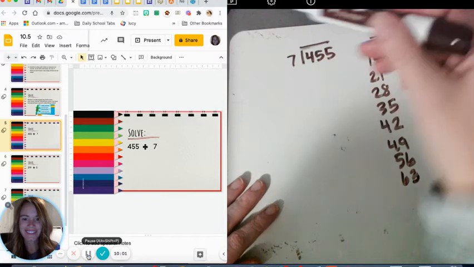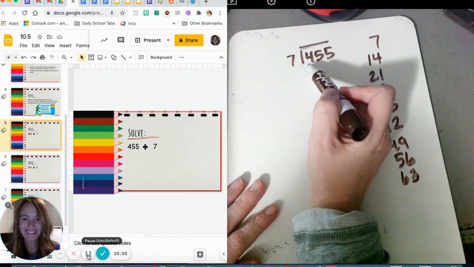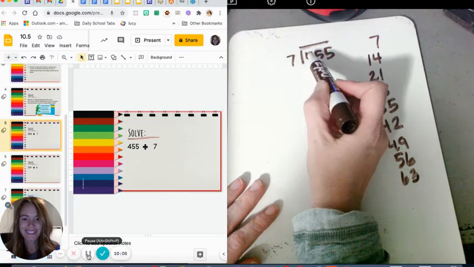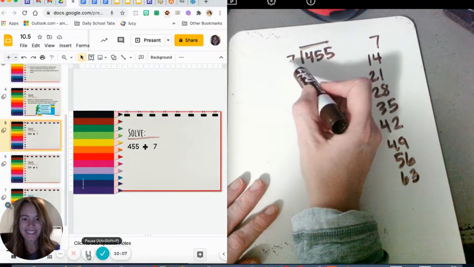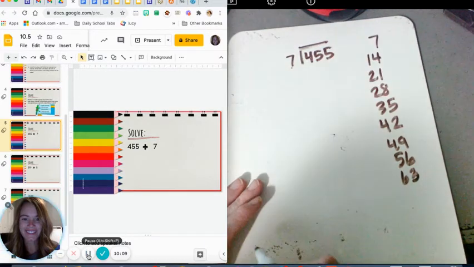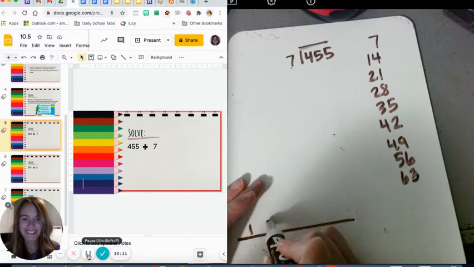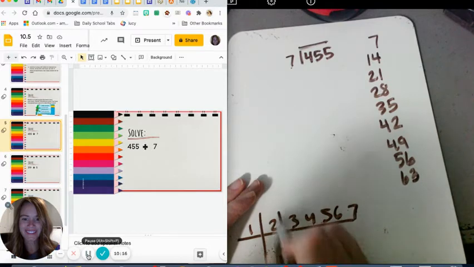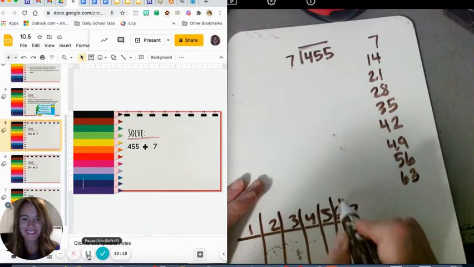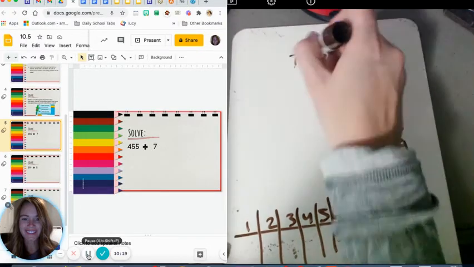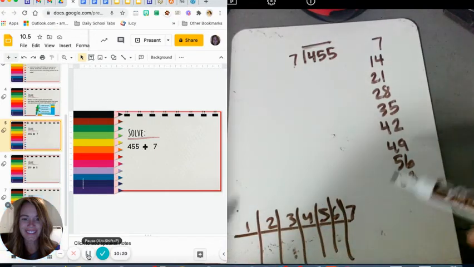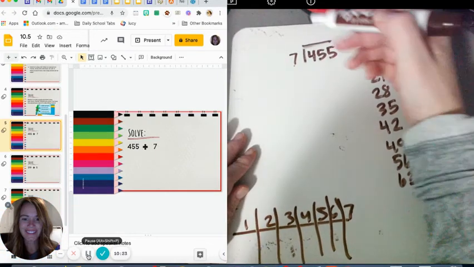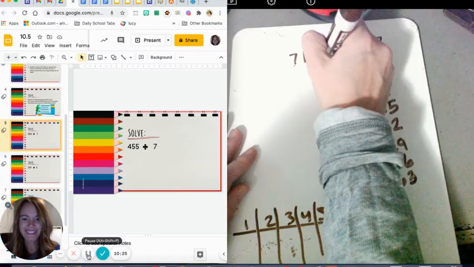So I always like to check the place with largest value first, which here is my hundreds place. So if I have 4 hundreds, can I put them into 7 groups? So let's think of my groups down here. I have 1, 2, 3, 4, 5, 6, 7. I always think that in my head. If I have 4 hundreds, could I put 4 hundreds in those 7 groups? No, I can't.